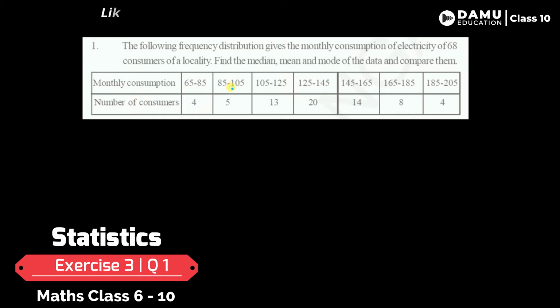Monthly consumptions, they are given with the number of consumers. So 65 to 85 and 85 to 105, they are given. So for this electricity, 68 consumers. If you take the number of consumers and add them all, we will get 68. So this is the electricity consumption they have given, monthly.